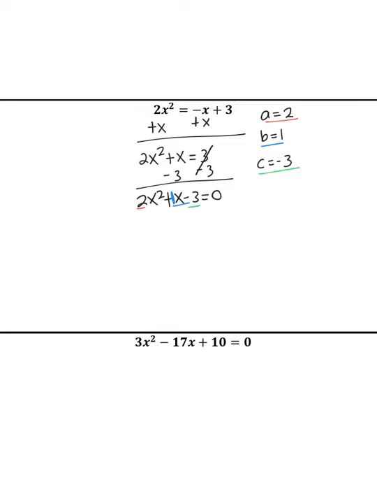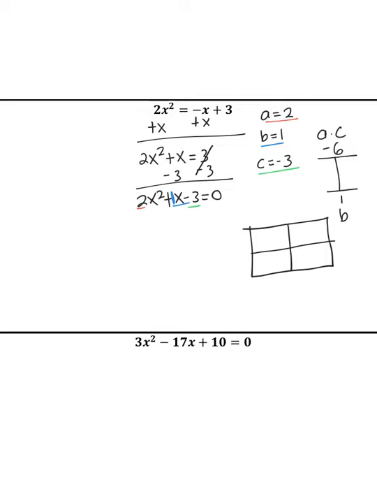Now, if you are going to do box method, the setup is always the same. Draw your box, draw an I. Remember at the top of the I, we're putting A times C, and at the bottom, we're putting B. So the A times C on the top would be 2 times -3, which is -6, and the B on the bottom would be 1. So I need a pair of numbers that multiplies to give me -6 and adds or subtracts to give me 1. I can do 3 and -2. 3 times -2 would give me -6. 3 minus 2 would give me 1.